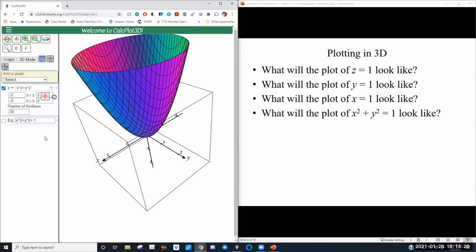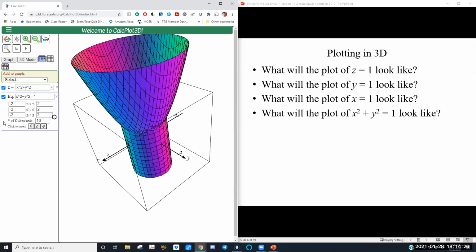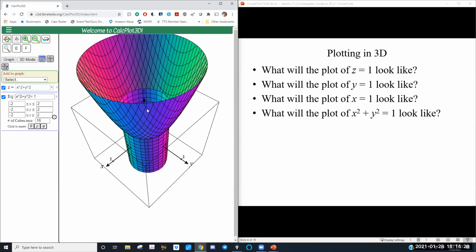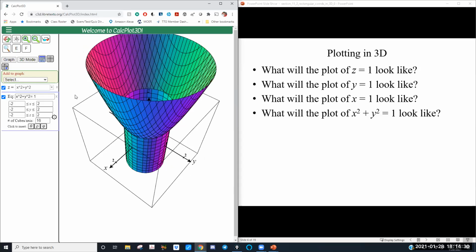The other thing I want to point out, remember when we had x squared plus y squared equaled 1, so the implicit surface, that was our cylinder. You can kind of see it inside there. So you can kind of see the difference between when you plot a function and when you plot an implicit surface.